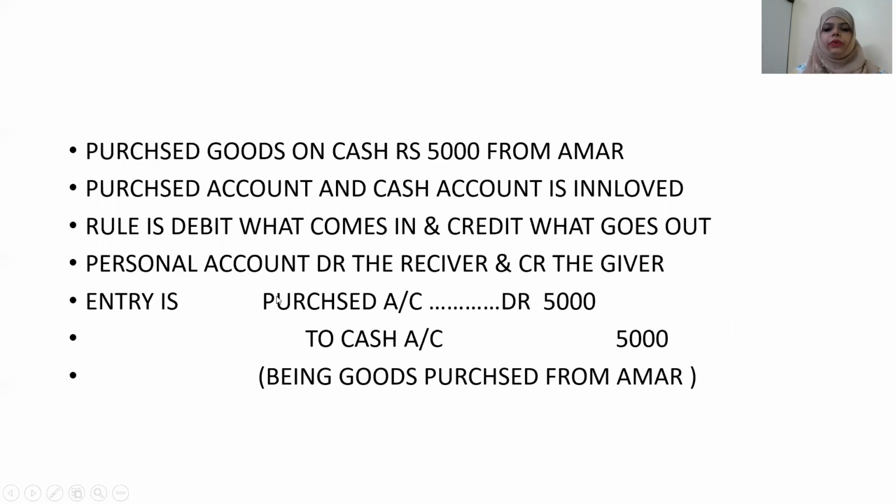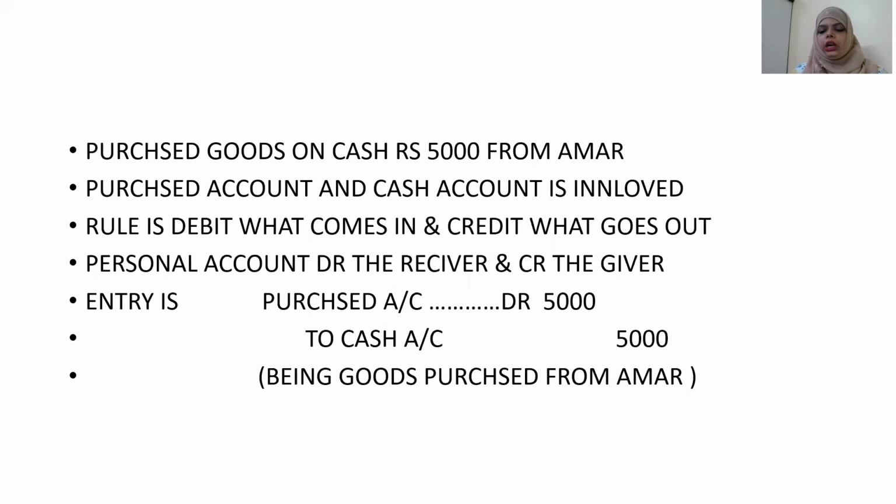Purchase goods of rupees 50,000 from Amar. Now a particular person's name is mentioned, that it is purchased from Amar. So purchase account and cash account are involved. Rule is debit what comes in and credit what goes out. Personal account is debit the receiver and credit the giver.